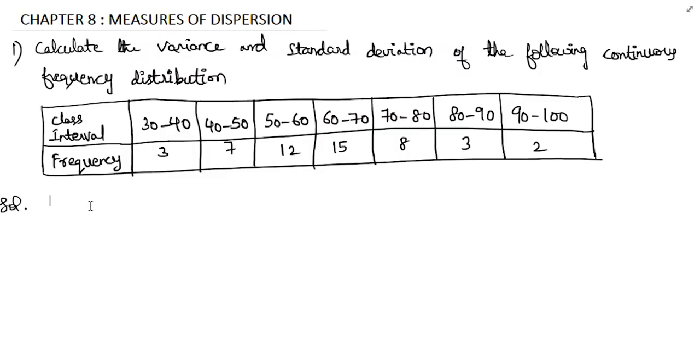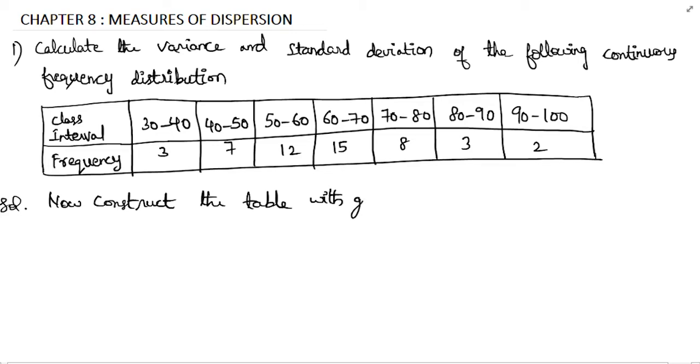We have to calculate the variance and standard deviation of the following continuous frequency distribution. Just remember the formula which we have discussed in our last video. Now first what we'll do is construct the table with the given data.